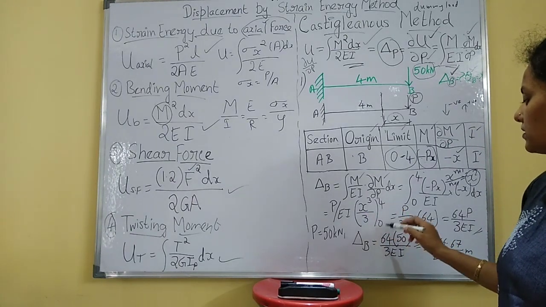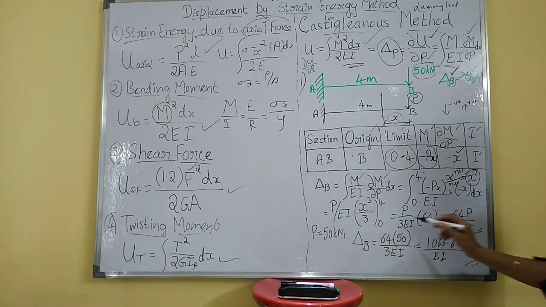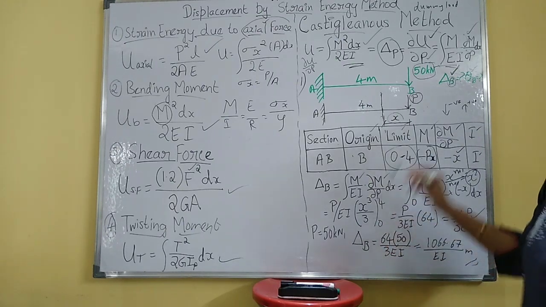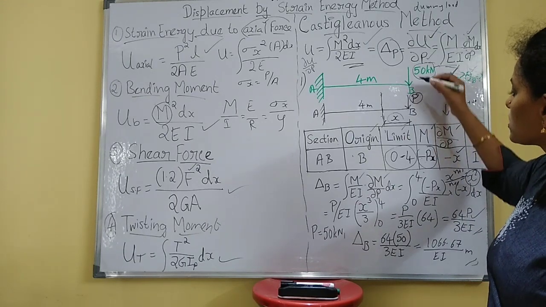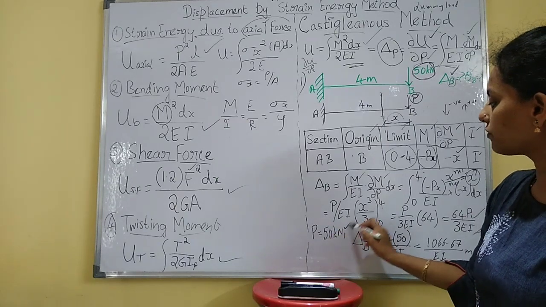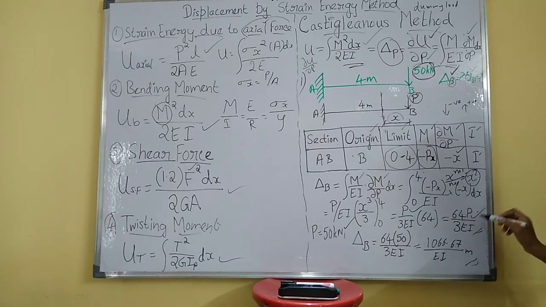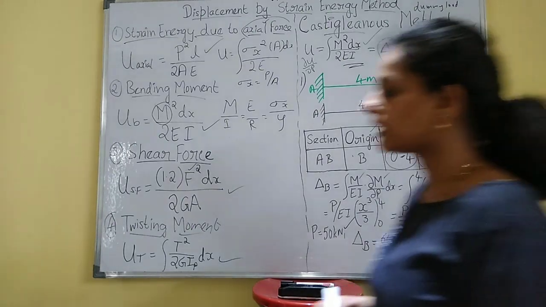So x cube by 3 in power limit is 0 to 4. Just substitute that limit and get the value. You will get 64P by 3EI. Now what you have replaced, this P, according to this problem the P value is nothing but 50 kilonewton. So P is 50 kilonewton. Substitute this P in this 64P by 3EI, and get the value of delta B. Okay, next we will see theta B.